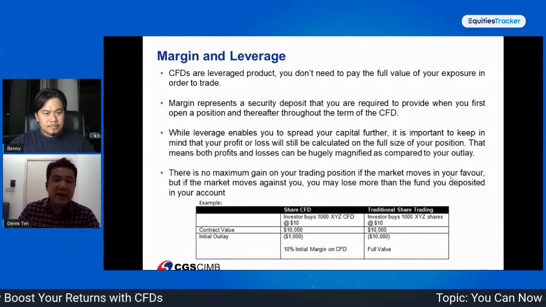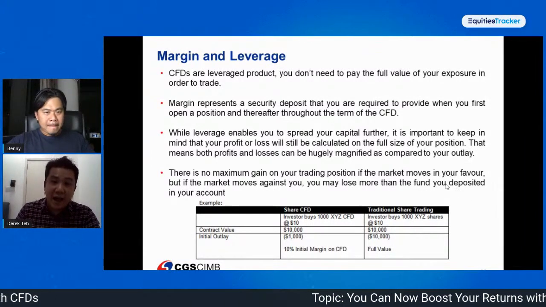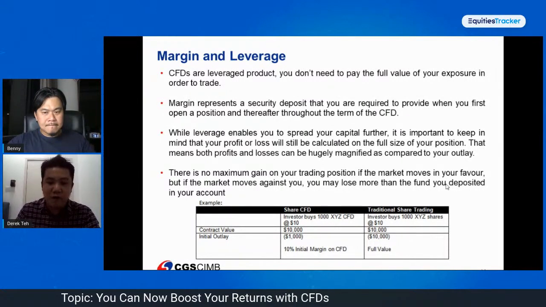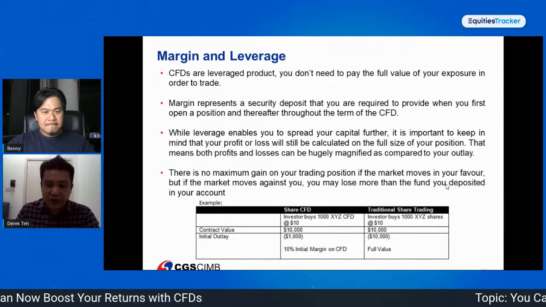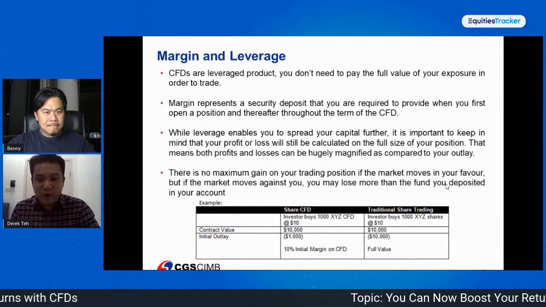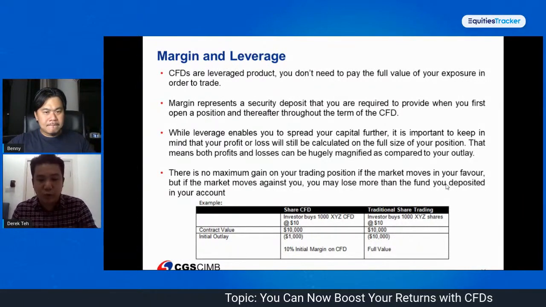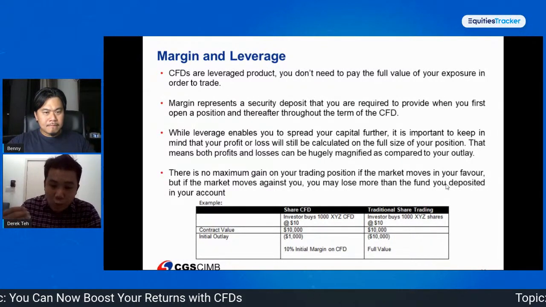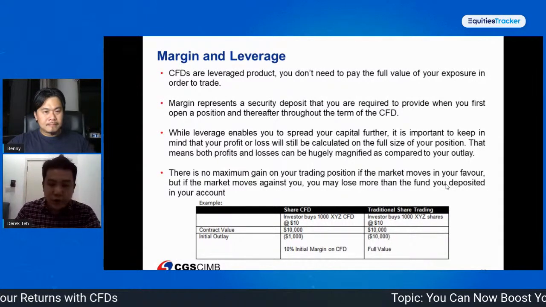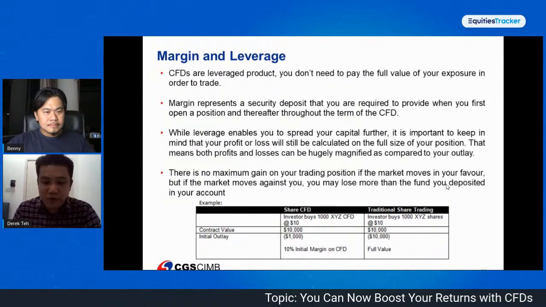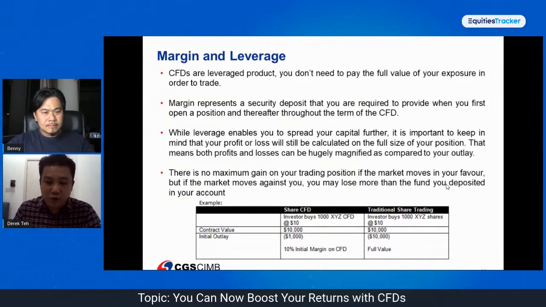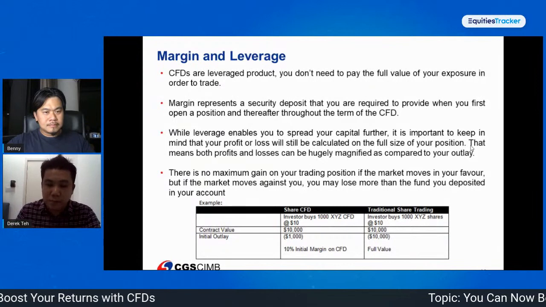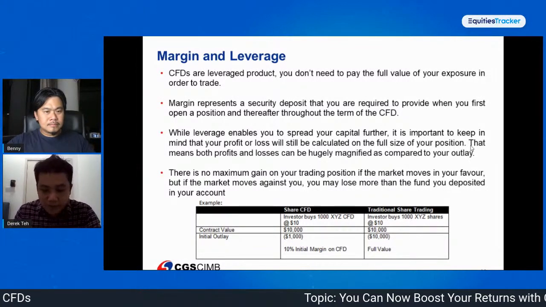CFDs are a leveraged product, which means you do not need to pay the full value of your exposure in order to trade. Instead, you only need to put up a fraction of your total exposure to open your position. When you open a CFD position, you will need to pay a margin, which is a percentage of the contract value.